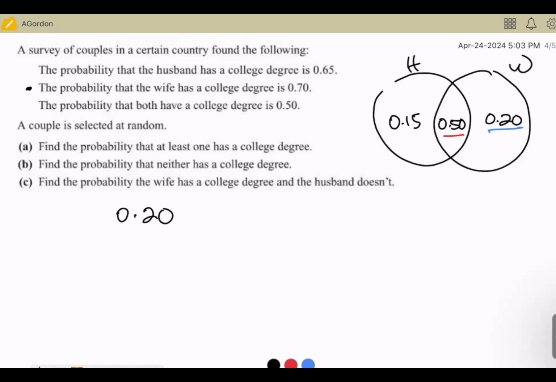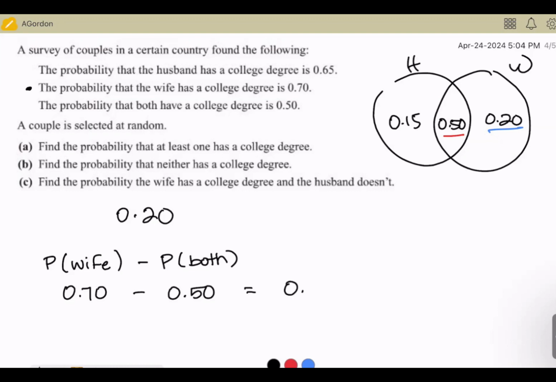That's equivalent to thinking that we're taking the probability that the wife has a degree minus the probability that they both have a degree. So the probability of the wife minus the probability of both would take out the part that includes the husband. So given to us, that's 0.70. This was 0.50, and we subtract them, we get 0.20.